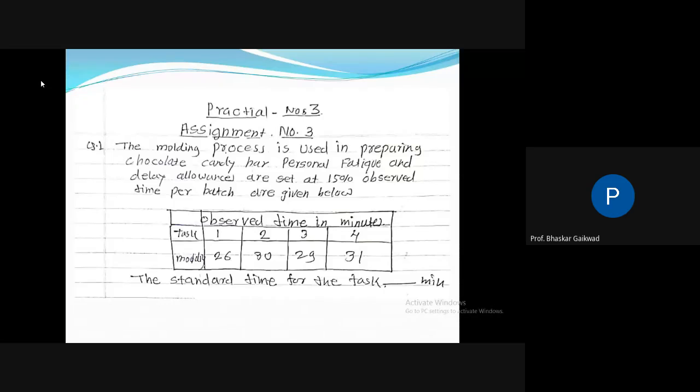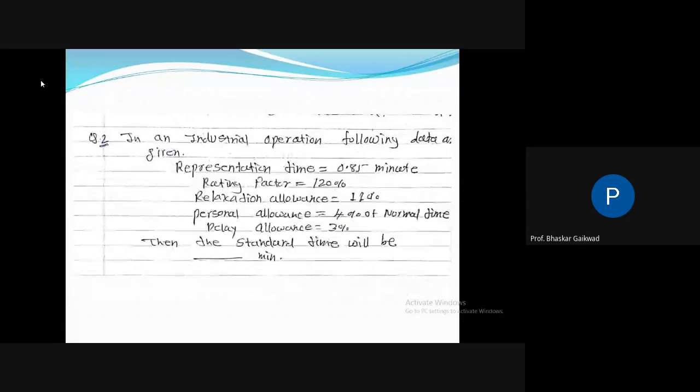You have to calculate the average observed time into your rating, you will get normal time, plus allowance, that is your standard time. Okay. Now we'll go to the next question.